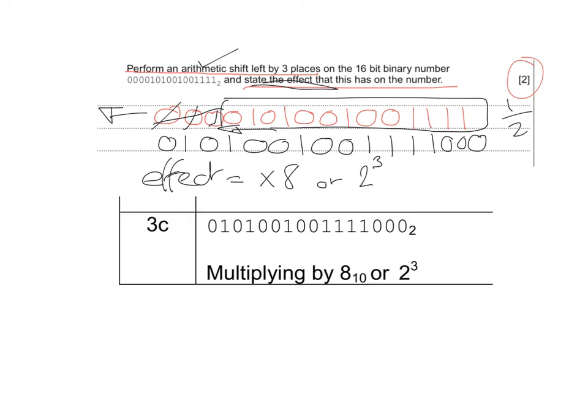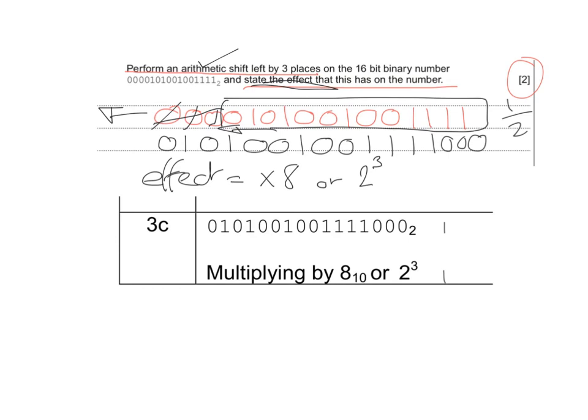And as you can see in the actual exam paper mark scheme, there's 2 marks available. And as you can see, the number is the same as what I've got there, so there's my 1 mark. And I've stated the effect. It's the effect of multiplying by 8 or 2 to the power of 3.